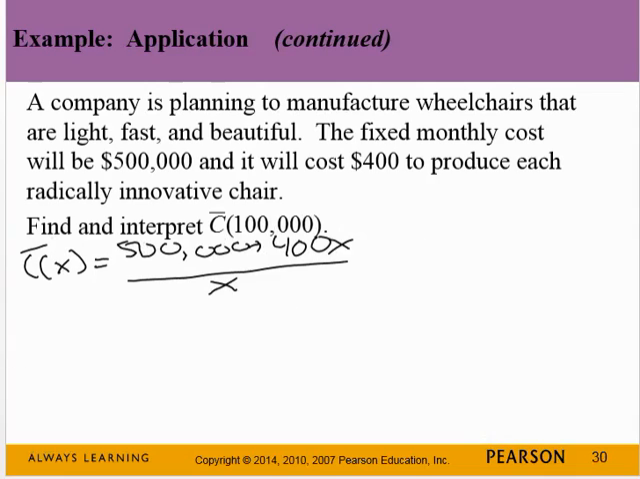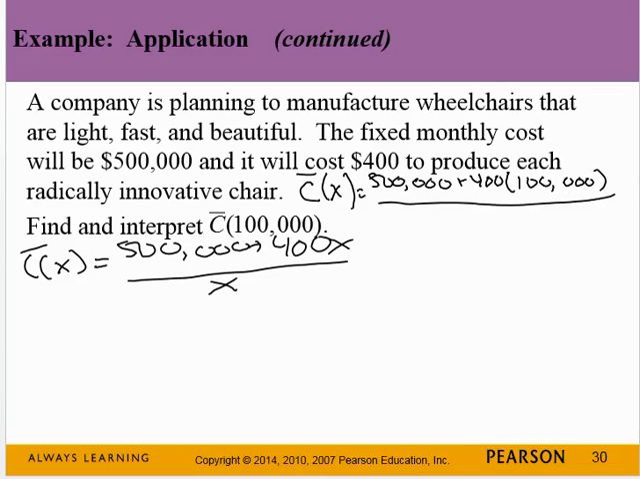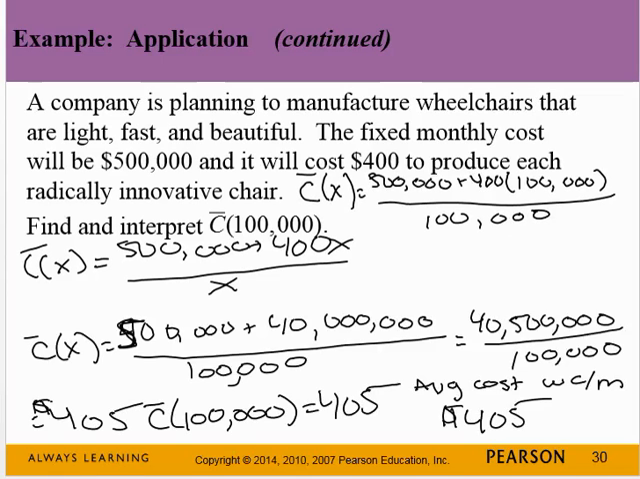Let's look at this last example of C bar of 100,000. So pause the video and solve this one. So in the end you should have gotten C bar of 100,000 is $405. The average cost of selling a wheelchair per month when you are selling 100,000 is $405.